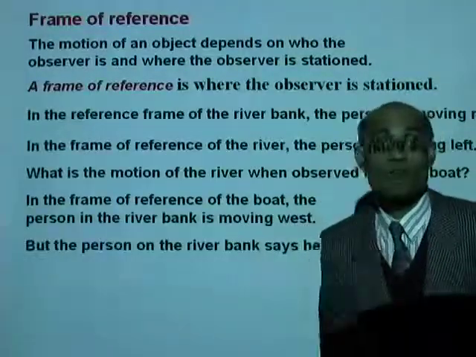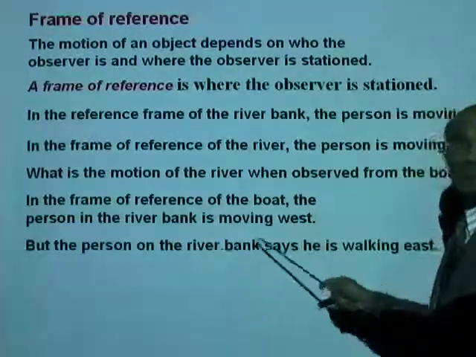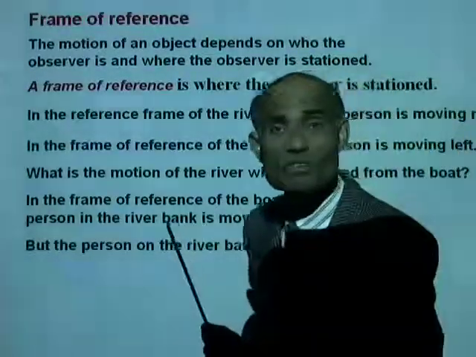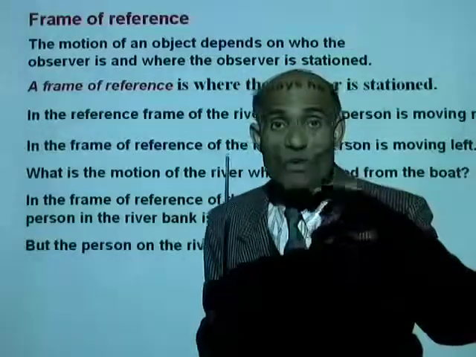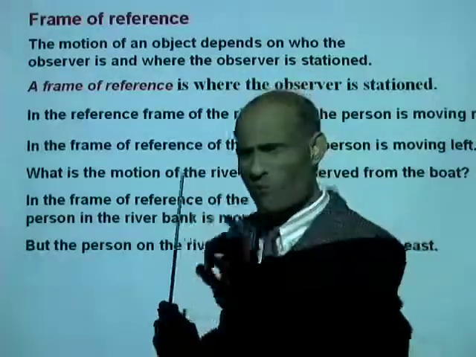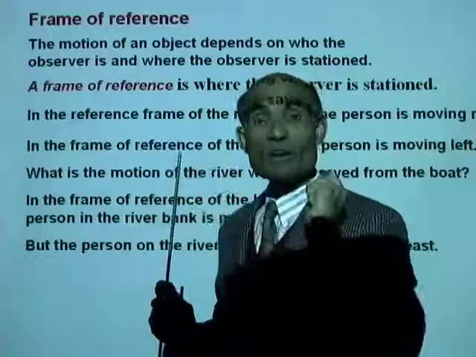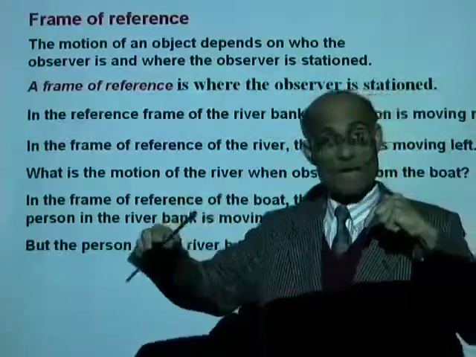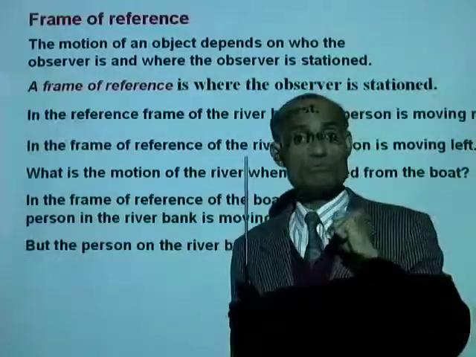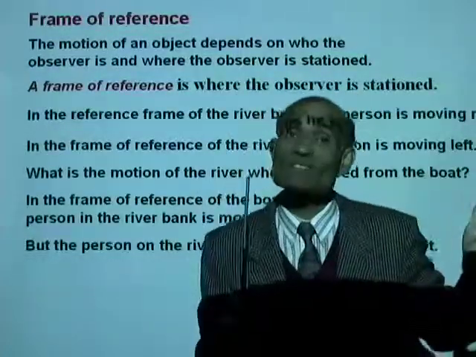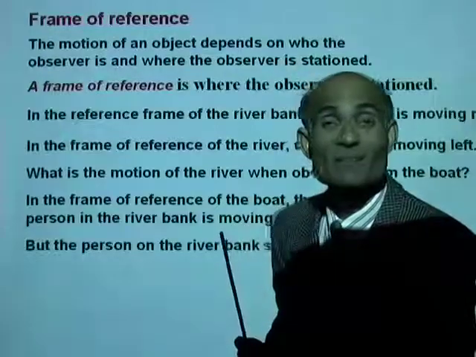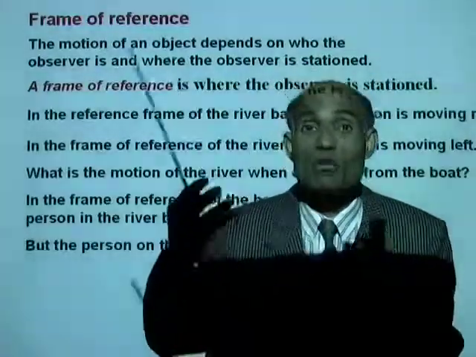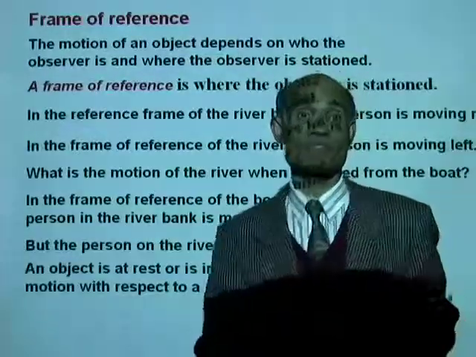But the person on the bank says he is walking east. Now look at the confusion here. The person on the riverbank says, well, I'm walking east. But a person watching that person on the bank from the boat says, no, you are going west. Who is right? Well, in fact, both are right. They are right in their own frames of reference.